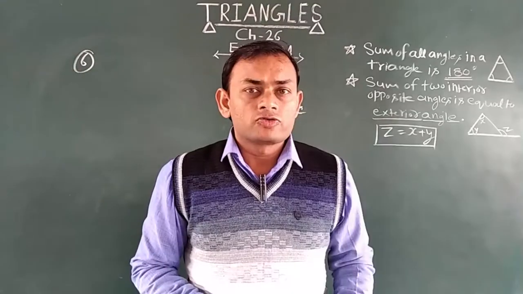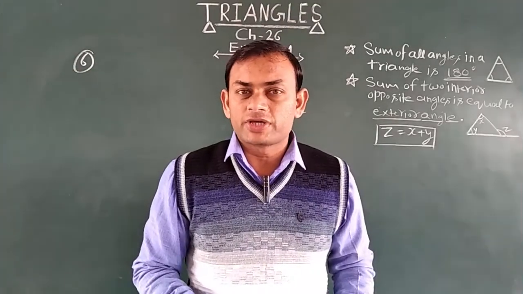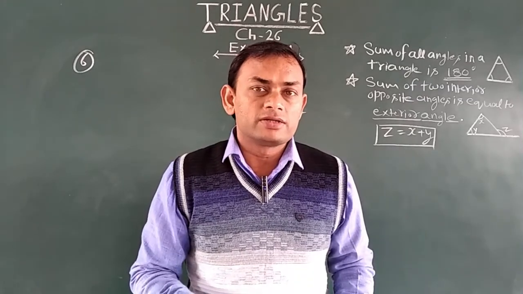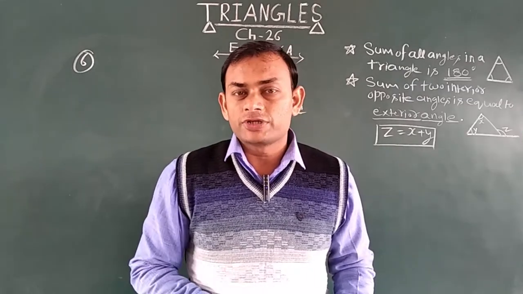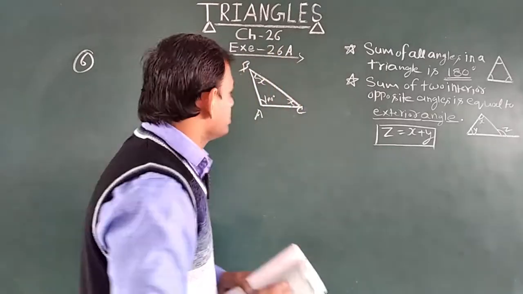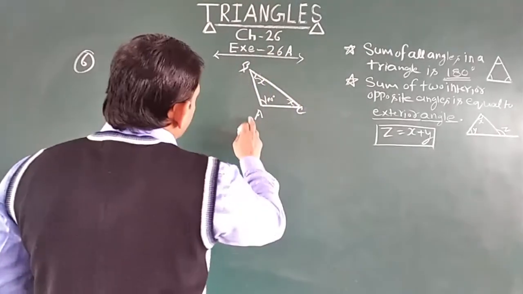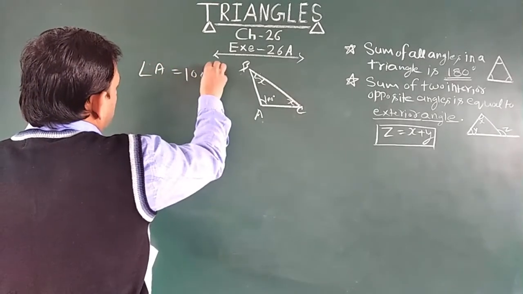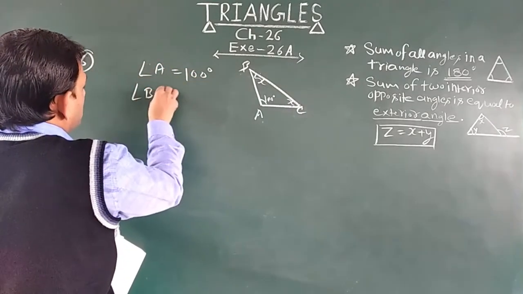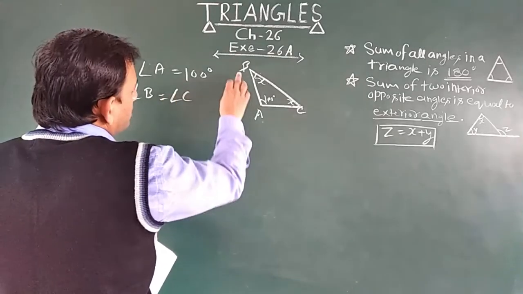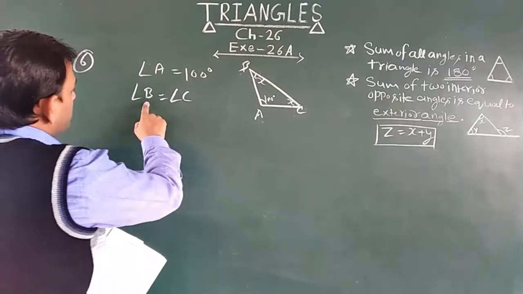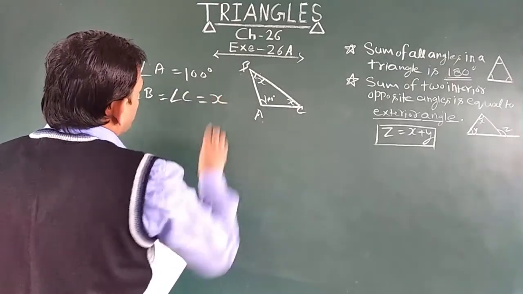Got it? Now I am just going to tell you question number 6 of this exercise. In this question, one angle is given as 100 degrees and the other two angles are equal, and we have to find their value. As you can see in this figure, in this triangle, angle A is 100 degrees, and angle B is equal to angle C. So we suppose that angles B and C are equal to x.